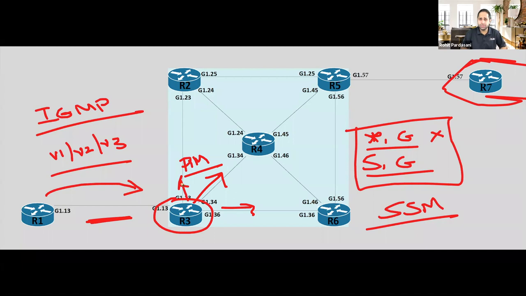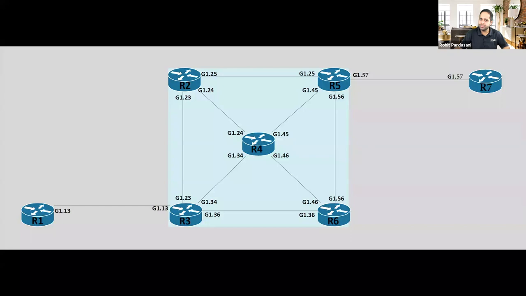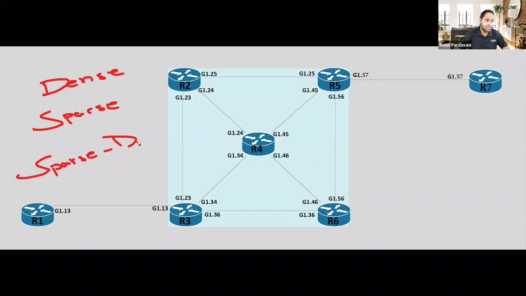Now, obviously in PIM, there are different mechanisms to find the server. One is dense mode, we have sparse mode, and we have a combination which is sparse dense. So let's talk about dense mode first.